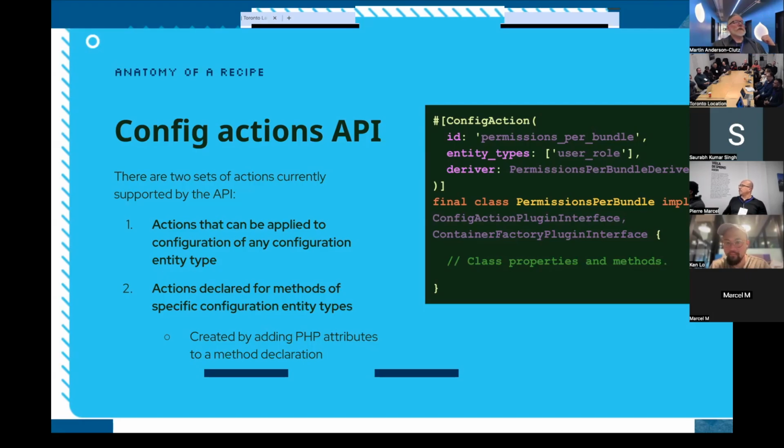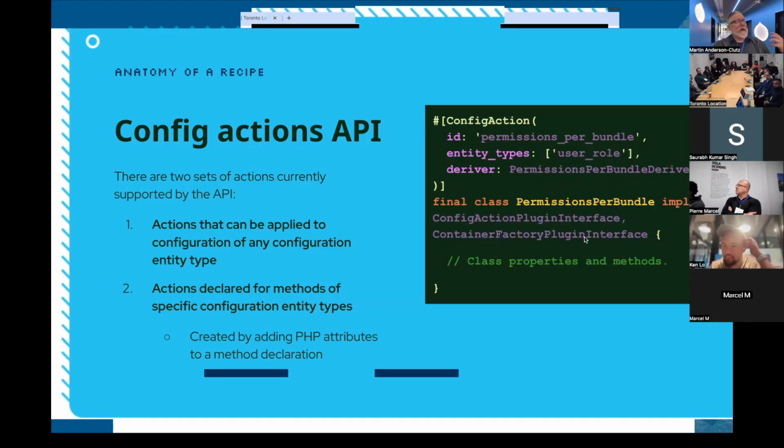Config actions is also an API. So if you wanted to have your module create its own config action, basically you need this kind of annotation. You give it an ID. You can optionally provide an array of entity types, so maybe you want this to only apply to user roles or to taxonomy terms. And you also have the option to provide a deriver class, again, if you want to have different code handle different situations.